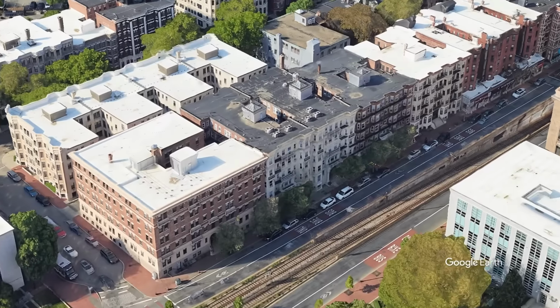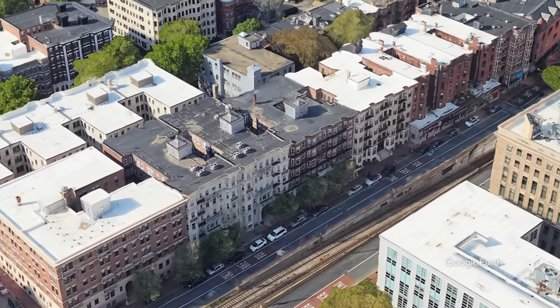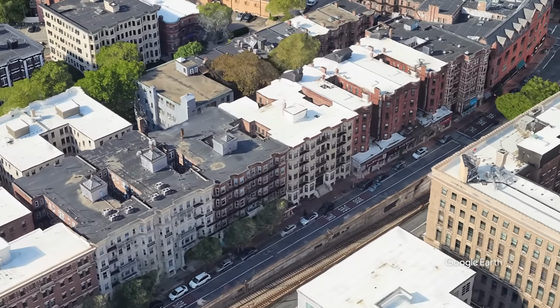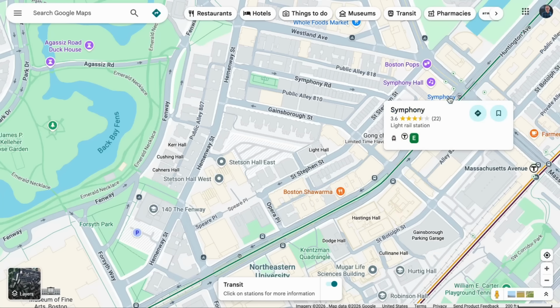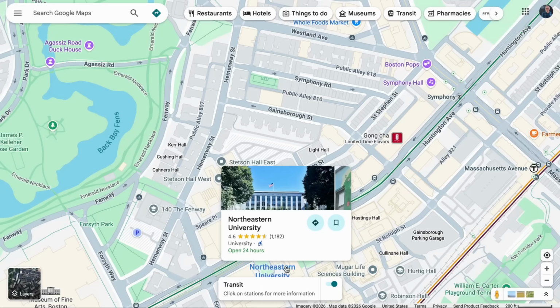And then the commercial is over on the east edge of the tract along Huntington, where there's even higher density residential. Also, Green Line stop at Symphony Station, right at the tract's northeast corner, and we are right across the street from Northeastern University, but sadly, no cookie shop.